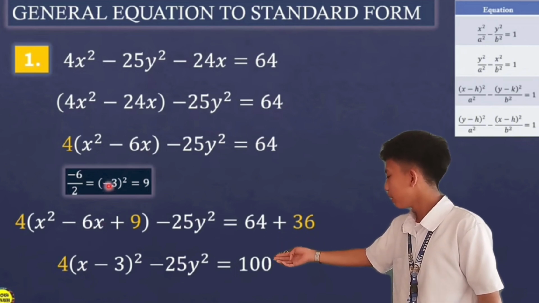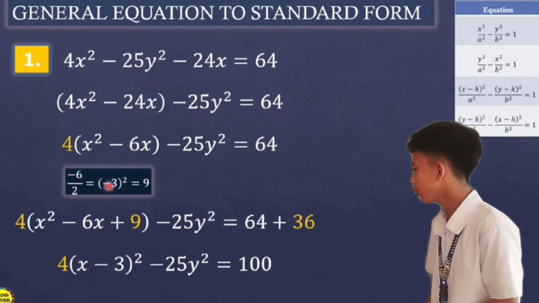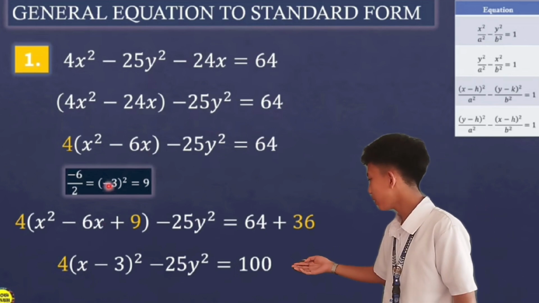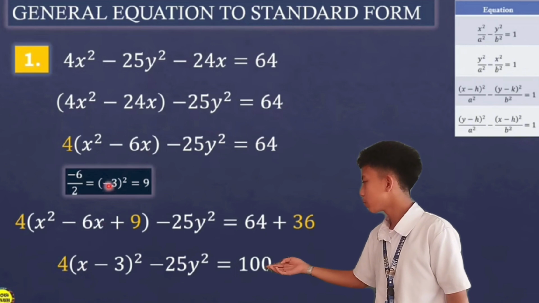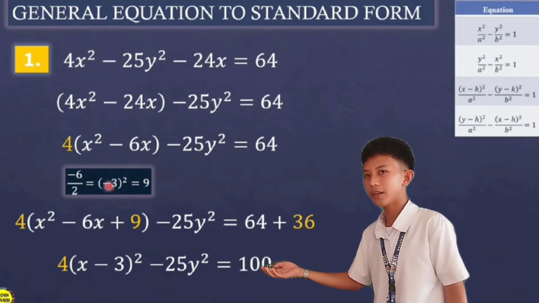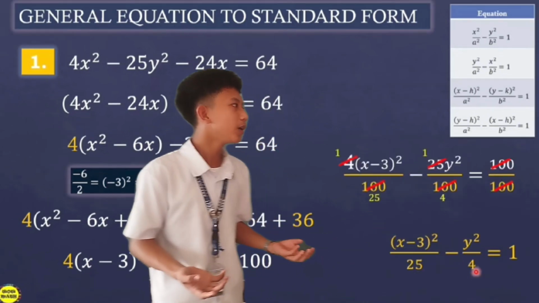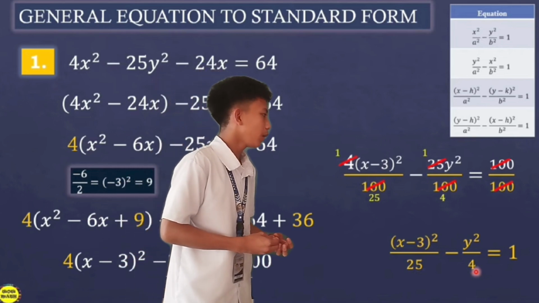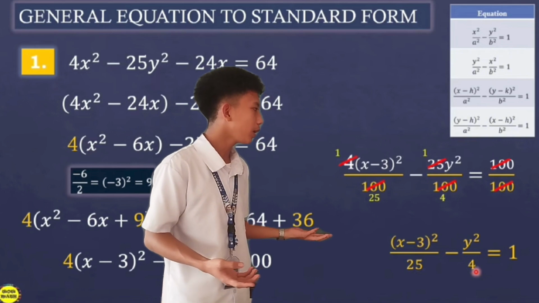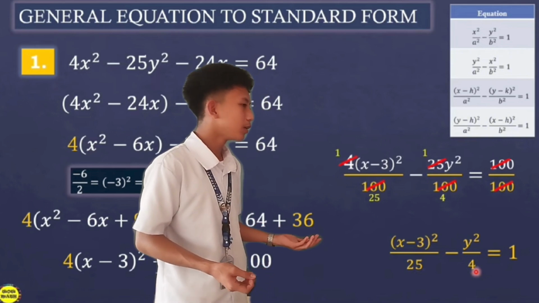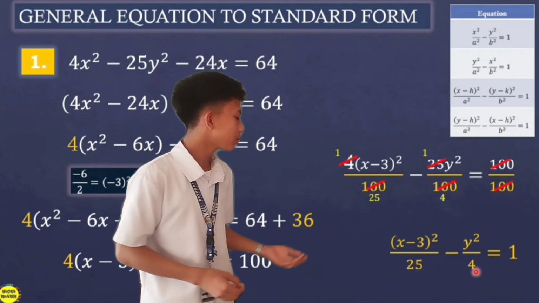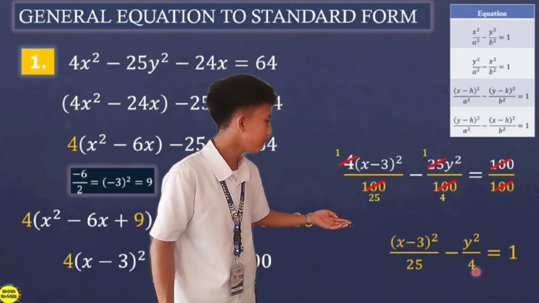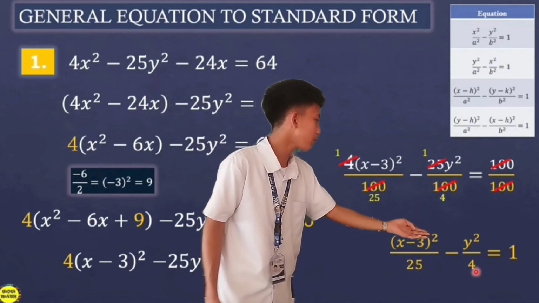So it will be negative 3. Since we got that already, our equation now is 4 times (x minus 3) squared minus 25y squared equals 100. Remember, in the standard form of this equation, it will always be equal to 1. So we need to make 100 equal to 1. In order to get that, we must divide both sides by 100. So 100 divided by 100 is equal to 1.